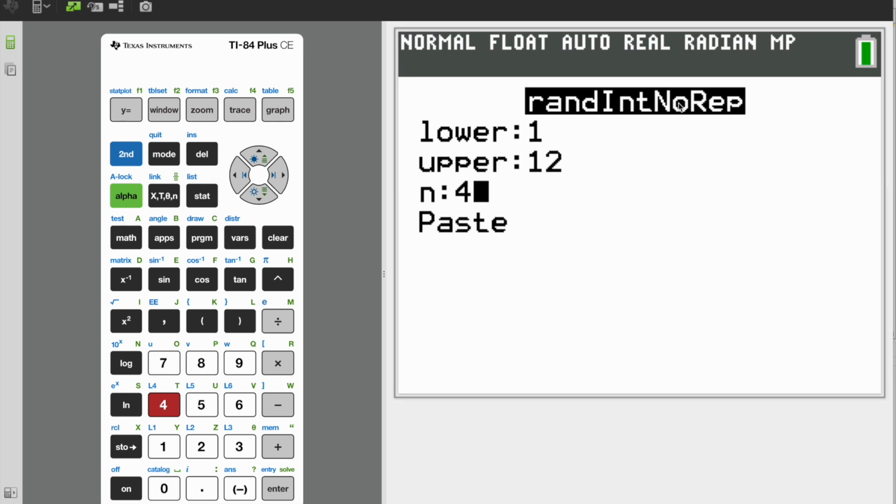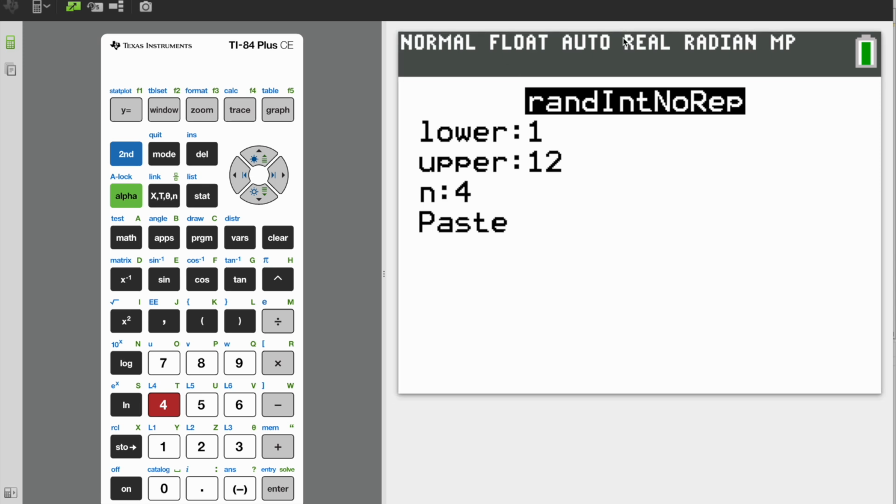The no replace means that from your 12 numbers, when you select one, the calculator is not going to replace it back in the set of 12 to be chosen again. Once it's chosen, it's out and it cannot be chosen again. It will be part of your sample and it can't be reselected. So that's ideal for doing things where you're selecting people to be part of a sample because there's not more than one of a person. You select one and that's it.